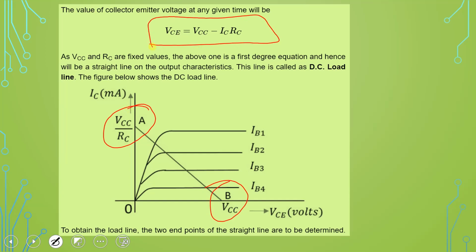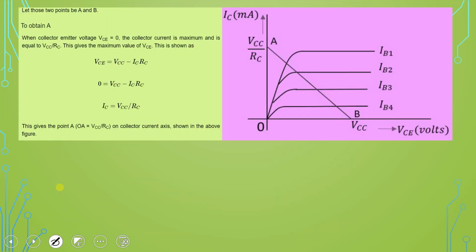Okay, now we are discussing how we obtain the point A. First we will discuss how we will get this point A. Now when collector emitter voltage VCE is 0, the collector current is maximum, because we say that this point is obtained when this IC is maximum. Okay, so it means that VCE equals 0.